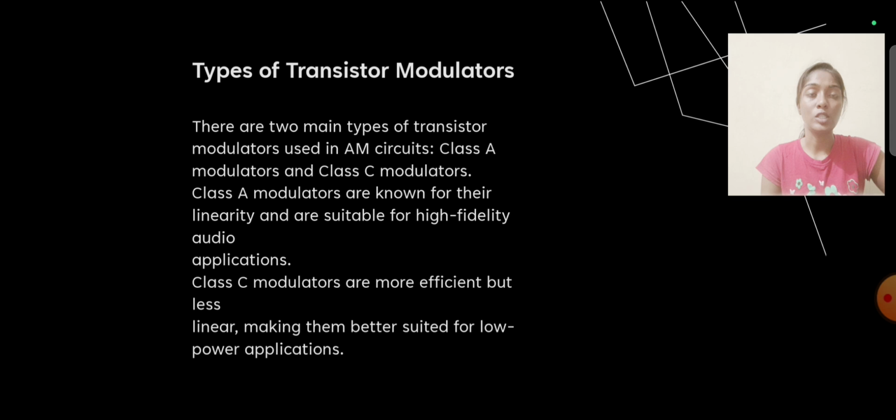Types of transistor modulators. There are two main types of transistor modulators used in amplitude modulation circuits: Class A modulators and Class C modulators. Class A modulators are known for their linearity and are suitable for high audio applications. Class C modulators are more efficient but less linear, making them better suited for low power applications.